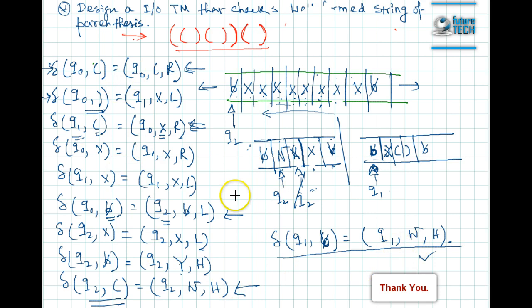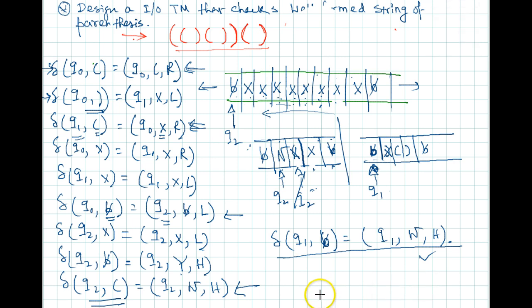So these are the state transition rules and the delta functions for checking whether an input string is well formed with parentheses or not.